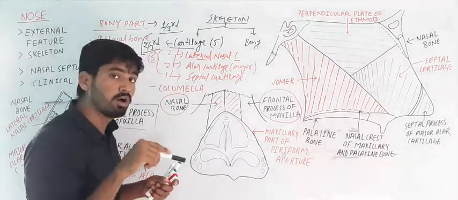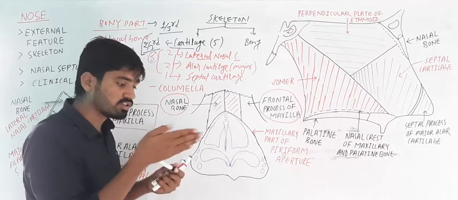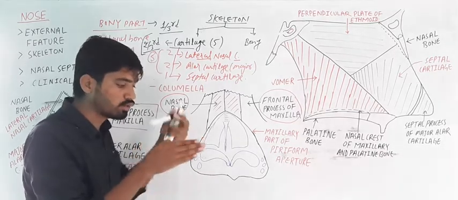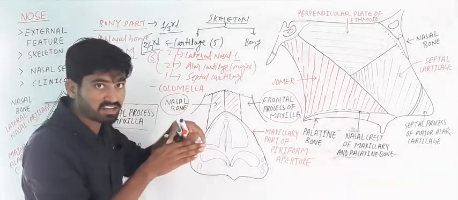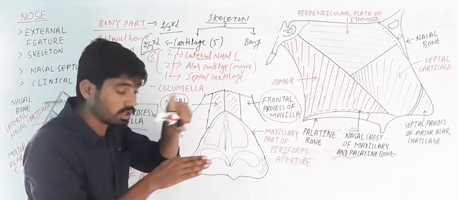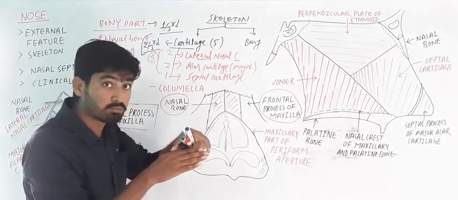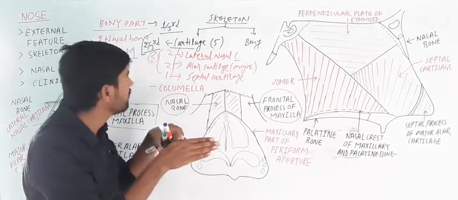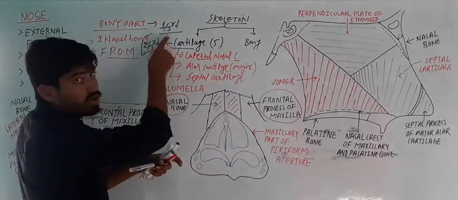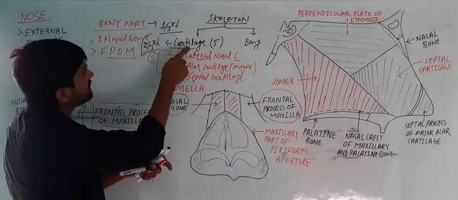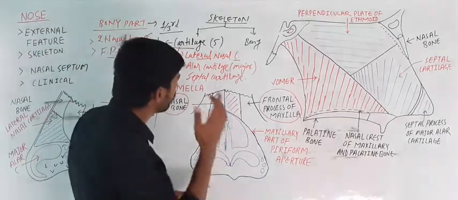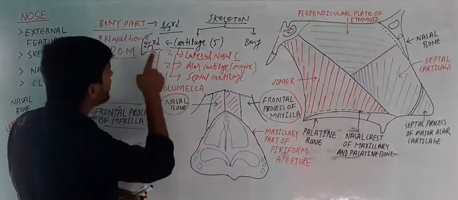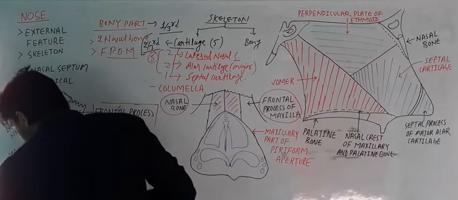Can you remember the eustachian tube? In the eustachian tube, what I told you is that this is the large part, the cartilage part, and the cartilage part forms 2/3 of the total length of the eustachian tube, and the bony part is only 1/3. Yes, same here. Bony part is 1/3 and the cartilage part is 2/3.